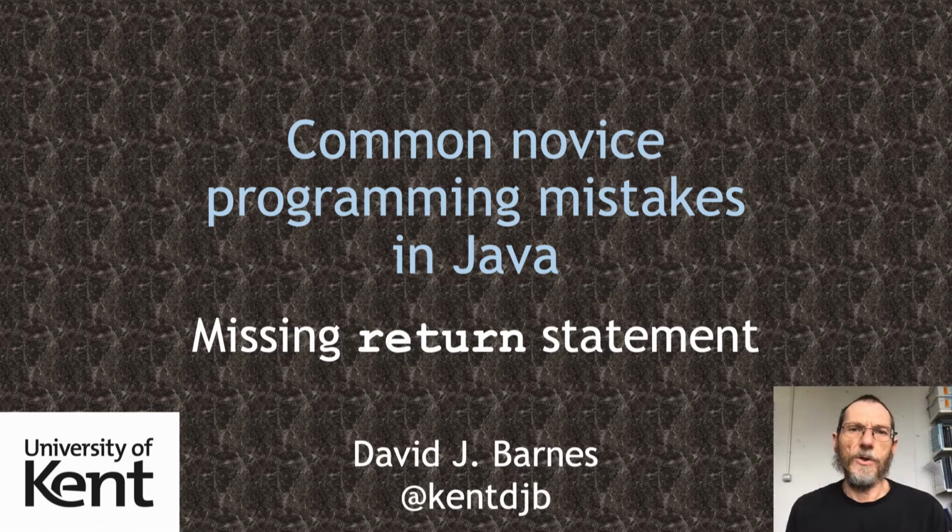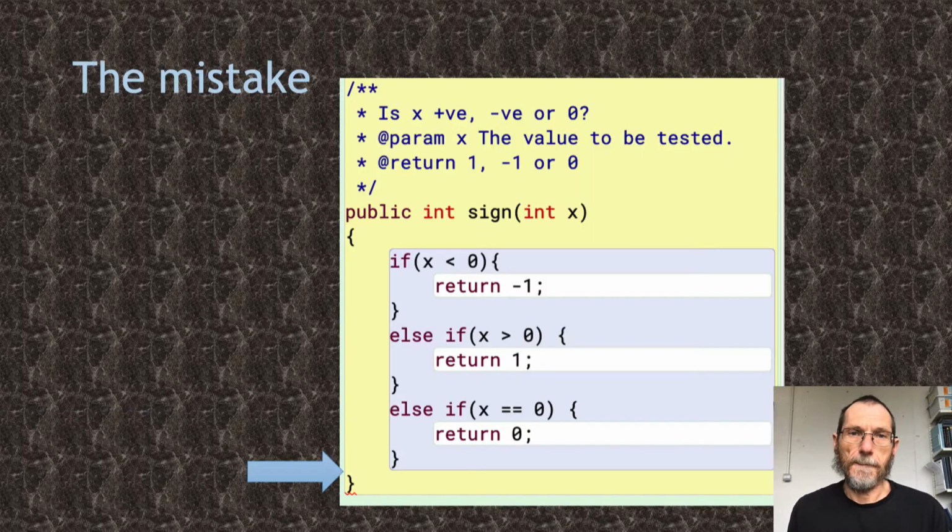In this video, we're going to look at a common novice programming mistake in Java, and this is the case of a missing return statement. Here's a typical example of where this kind of mistake can occur.